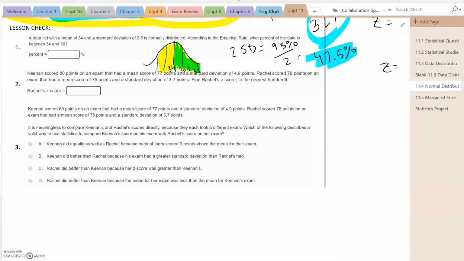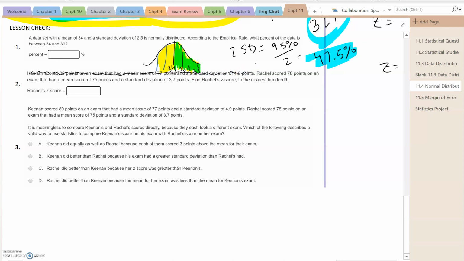The next one. Keenan scored 80 points on an exam that has a mean score of 77 and a standard deviation of 49. Rachel scored 78 points on an exam with a mean score of 75 and a standard deviation of 3.7. Find Rachel's z-score to the nearest hundredth. So all this stuff about Keenan does not matter. It did not ask us anything about Keenan. It just wants to know about Rachel.